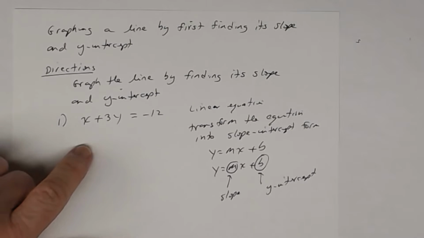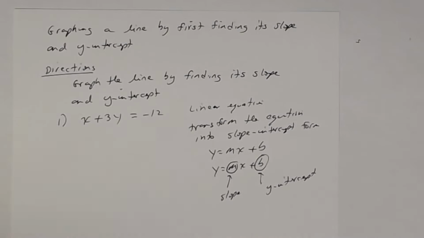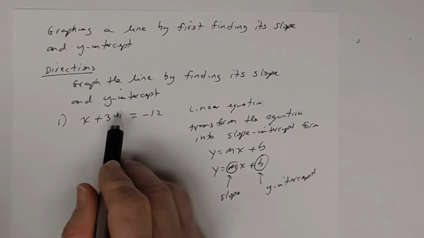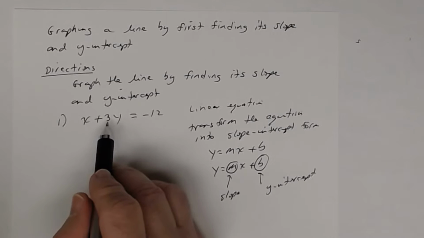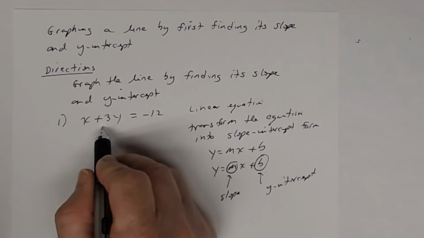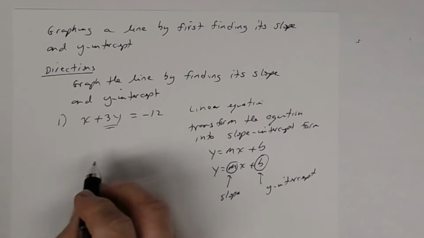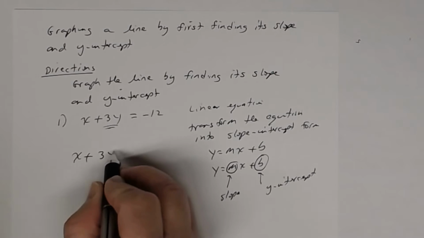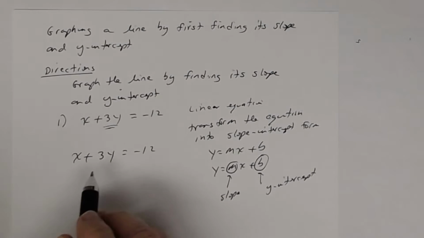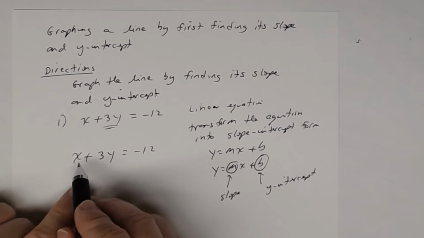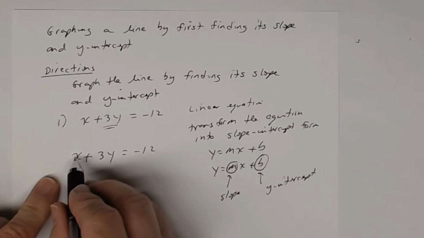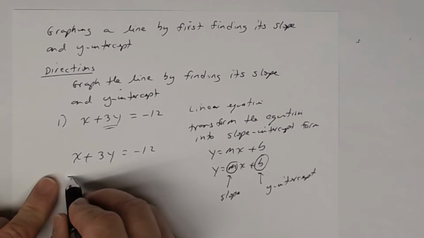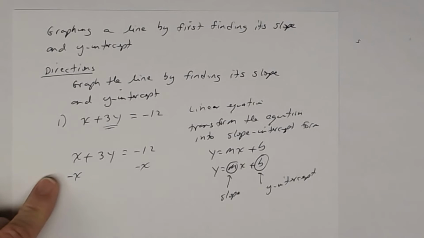All right, so let's remind ourselves how to get y by itself. The first thing you're going to do is isolate the term that has the variable y. So let me go ahead and write this over. x plus 3y equal negative 12. I want to get 3y by itself, so that means I want to get rid of this x. This is a positive x, so to get rid of that, I'm going to subtract x from both sides.